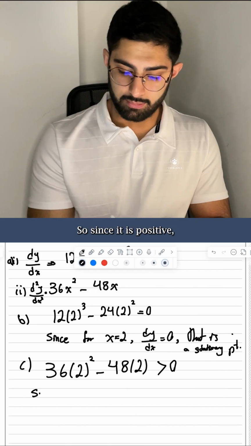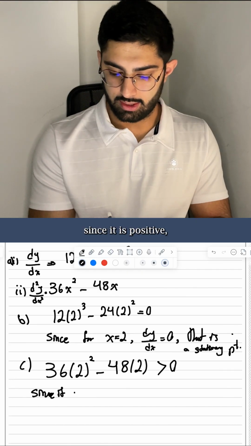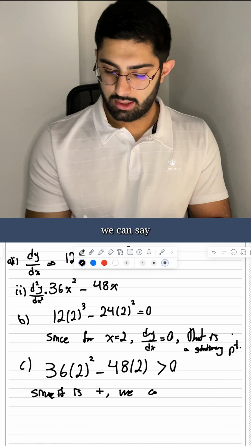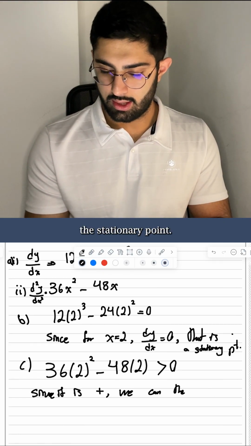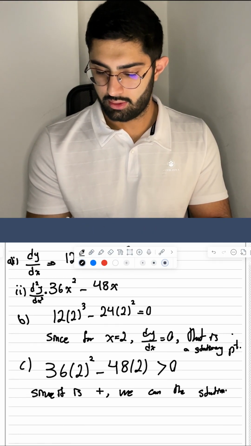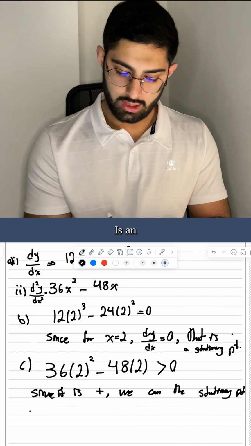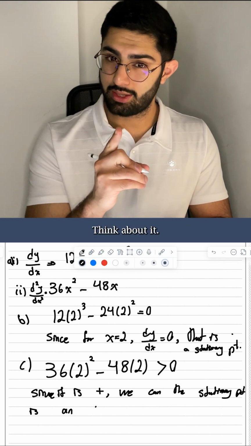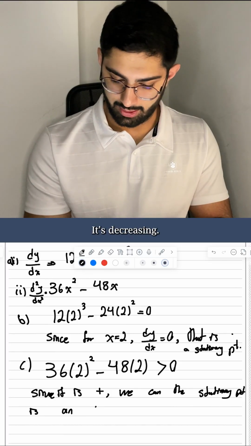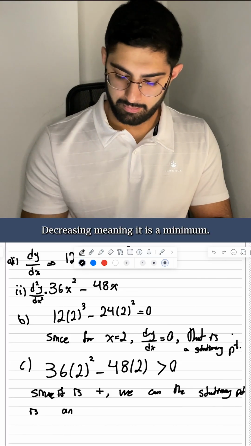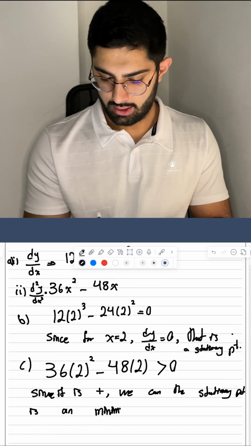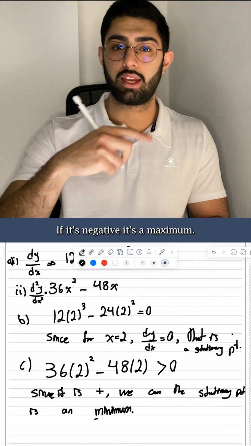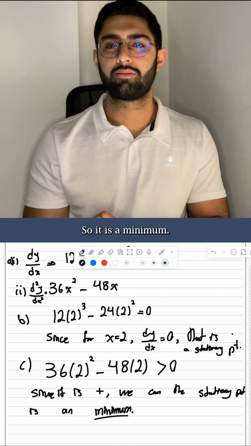So, since it is positive, we can say the stationary point is a minimum. Think about it: it's decreasing, then increasing, meaning it's a minimum. So remember, if it's positive, it's the minimum. If it's negative, it's the maximum. So it is a minimum. Could you do it?